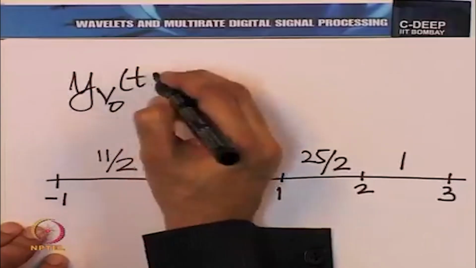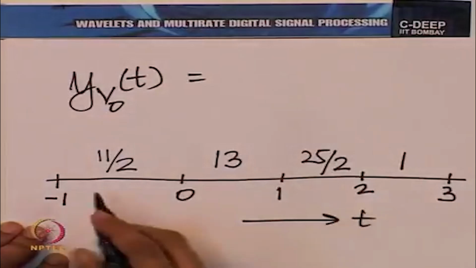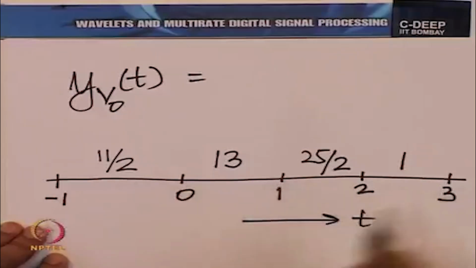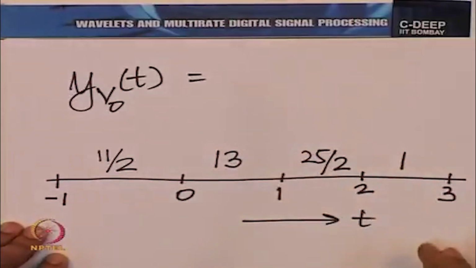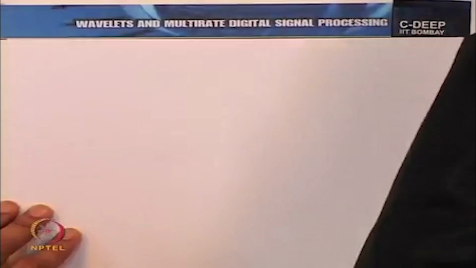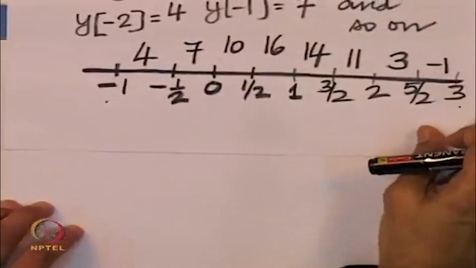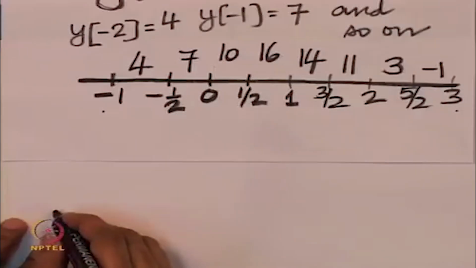Y projected on V 0 as a function of t, piecewise constant on the unit intervals, and these are the piecewise constant values. Now, of course, I am not actually drawing the function here, it is easy to visualize the piecewise constant values. But let me now go to the projection on W 0. So, I shall once again use this as a reference here, and I will put down the values.